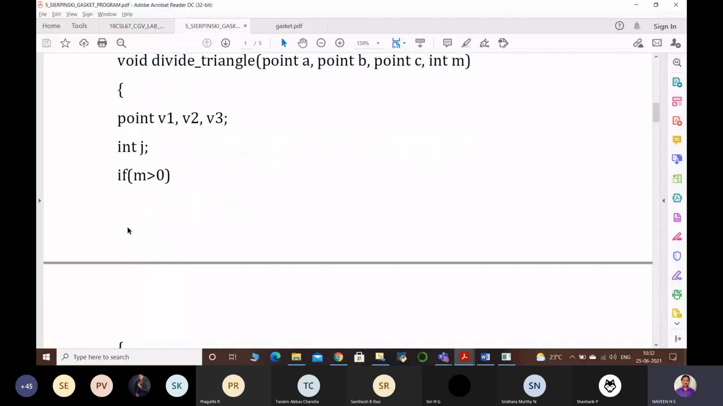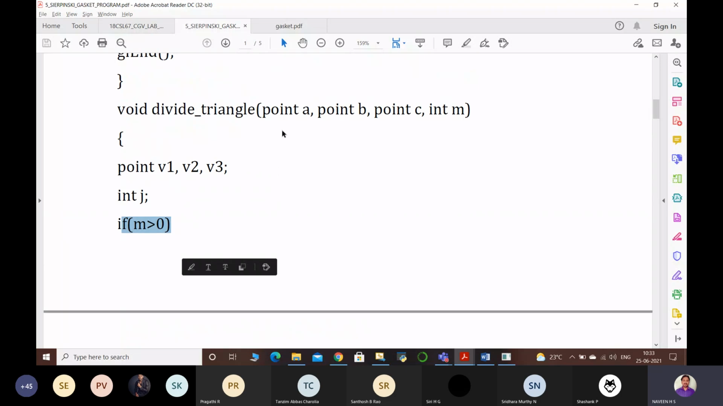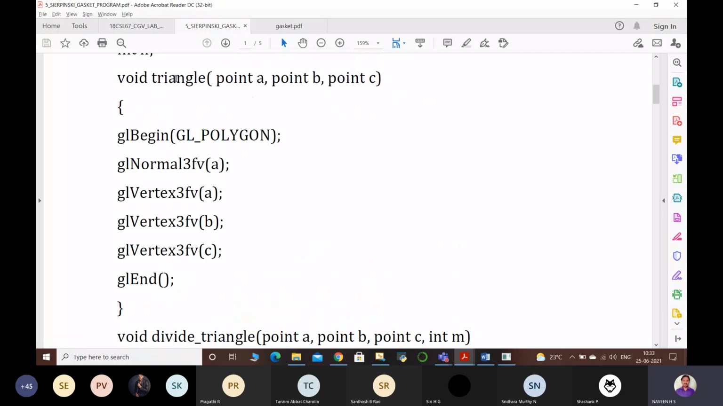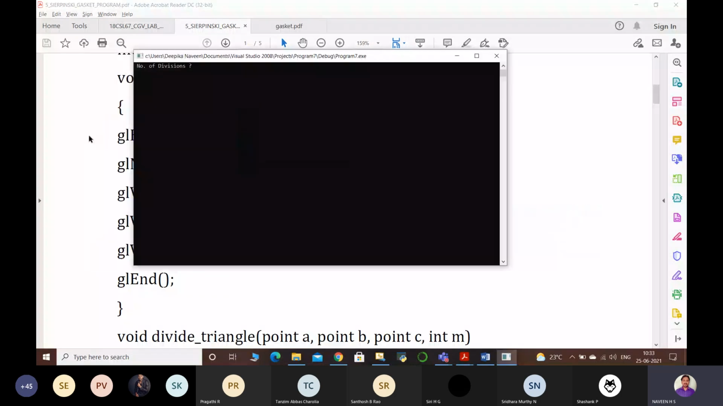In divide triangle, if m is equal to 0, I will not give 1, 2, 3 in the first case. First I will check the else case, m equal to 0. Suppose this condition fails, then directly taking these a, b, c values, it is going to construct the triangle using the triangle function. That condition I will show you. So I will give 0.